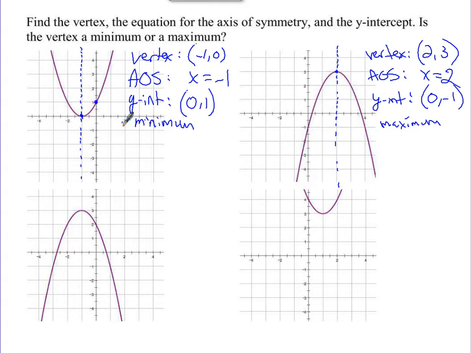But if you're not looking at the graph, which is what the next section is about, there's ways that you can tell just from the equation whether it's going to be a minimum or a maximum. So that's for the next section. But for now, let's take a look at this one. So what is the vertex?